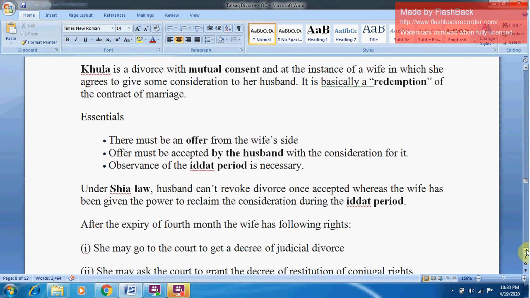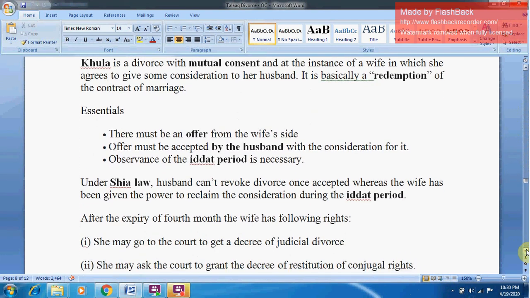Essentials for khula. Number one, there must be an offer from the wife's side. Number two, the offer must be accepted by the husband with the consideration for it. Number 3, observance of the iddat period is necessary. Under Shia law, the husband cannot revoke the divorce once accepted, where the wife has been given the power to reclaim the consideration during the iddat period.